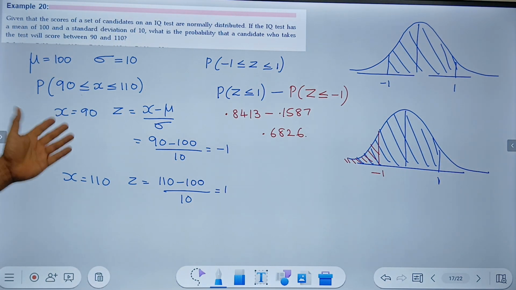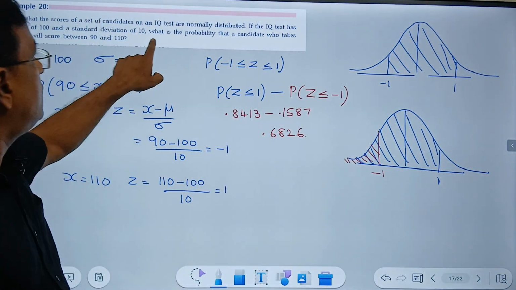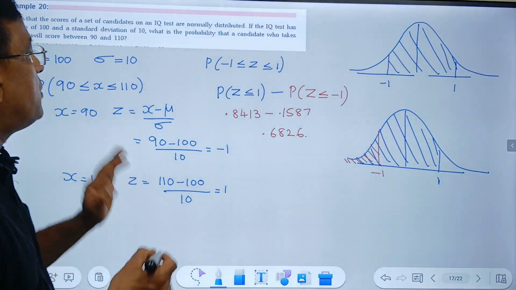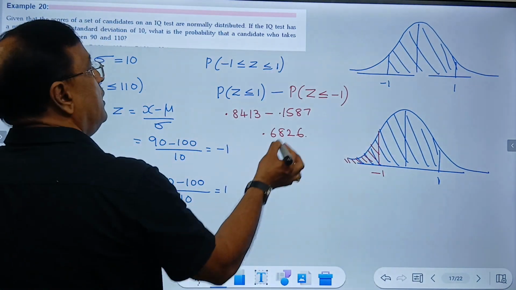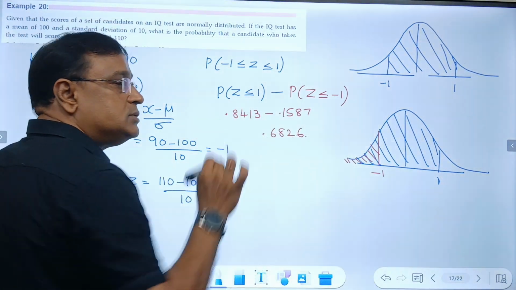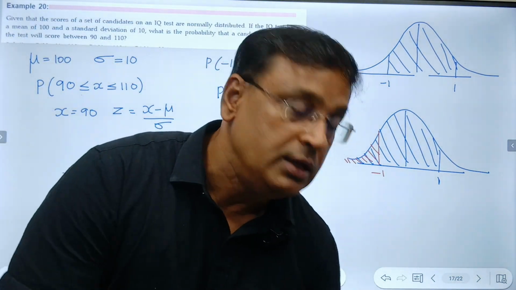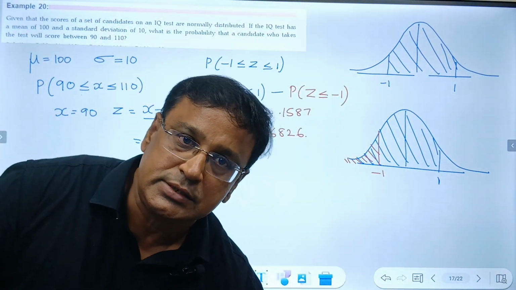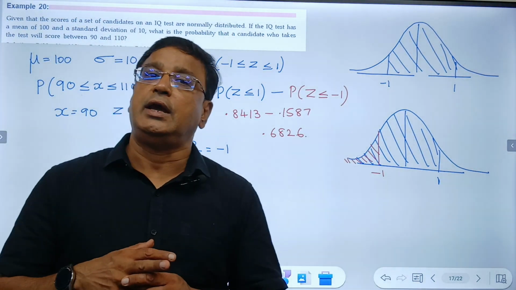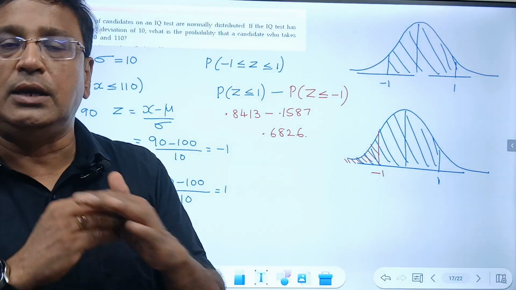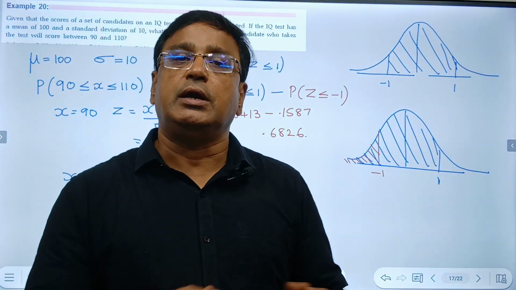Isn't it easy? Okay. So this area, this is the probability. What is the probability that you will score between 90 and 110? It will be 0.6826. Okay. With that, I finished all the example problems in the CBSE Handbook. Next class, I will do exercise problems from the CBSE Handbook on normal distribution. With that, normal probability from the CBSE Handbook will be completed.